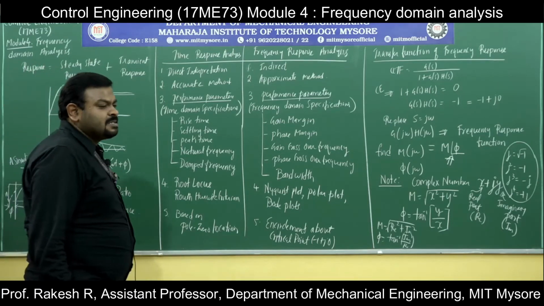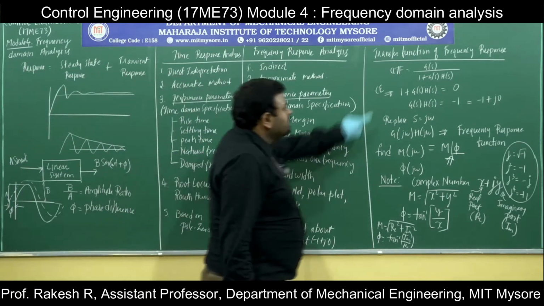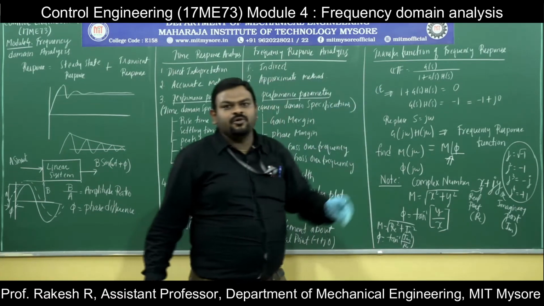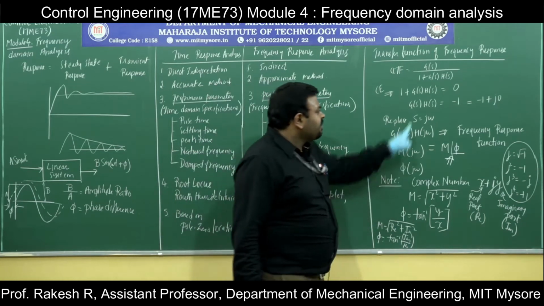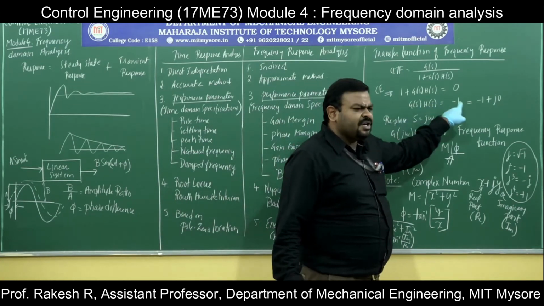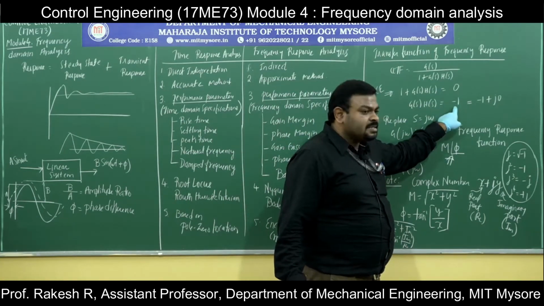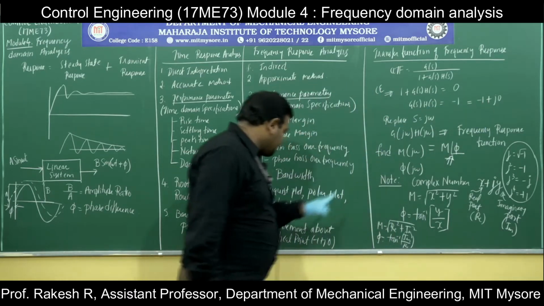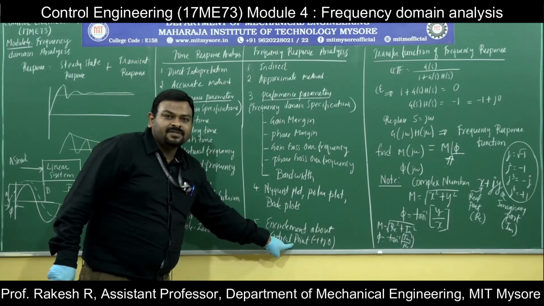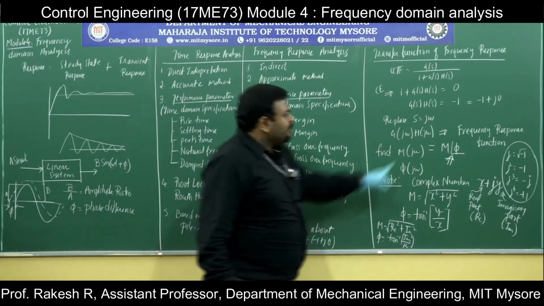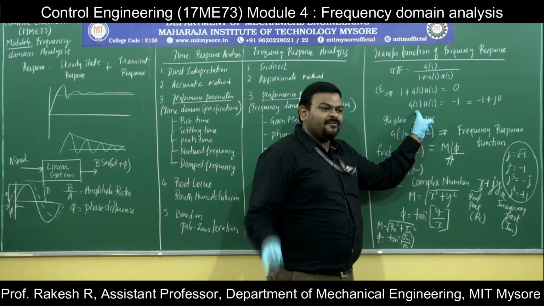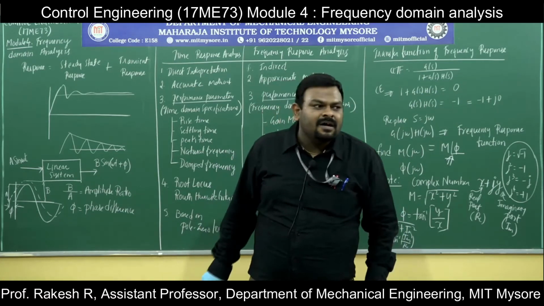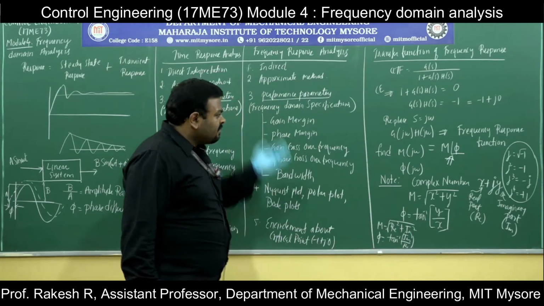How to get a frequency response function? First you consider the closed loop transfer function, then equate the characteristic equation to 0. After solving the characteristic equation, you will get G(s)H(s) equal to minus 1. What is this minus 1? Minus 1 plus j0. This is the critical point, what we call the critical point. So we equate the solution of G(s)H(s) to the critical point. That will be the analysis for the frequency response.